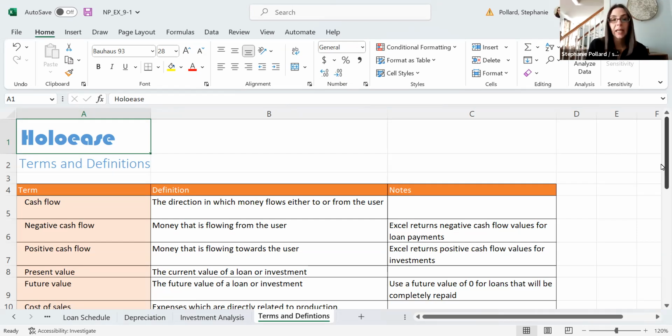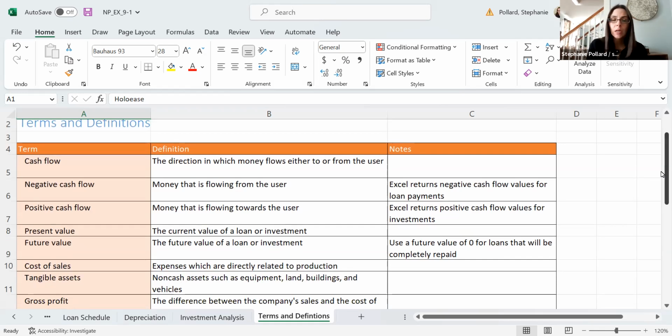Some things we're going to be looking at are going to be cash flow, so the direction in which the money flows. It can either be negative or positive, right? And of course, it depends on the user that we're referencing. If we have a negative cash flow, that means money is going out or flowing away. If we have a positive cash flow, it's flowing in, so maybe into the company or into the user. Again, it depends on the situation there. You'll see negative values for negative cash flow and positive for positive cash flow.